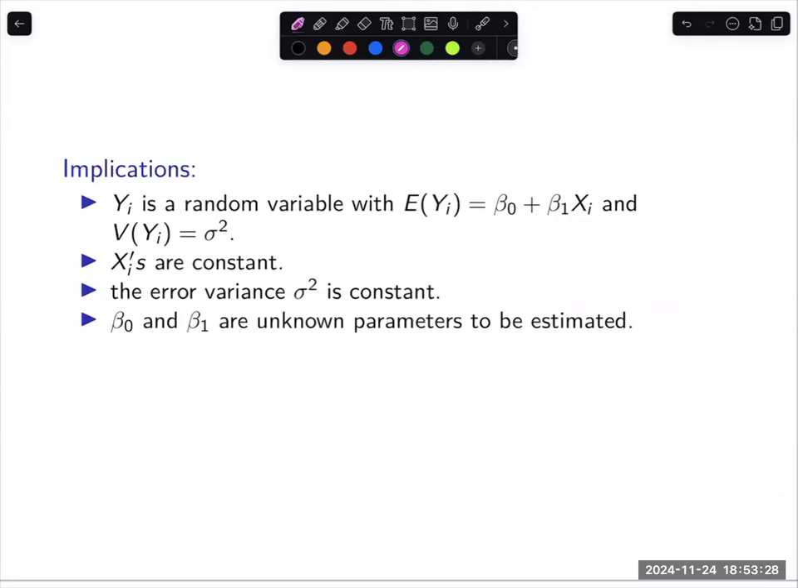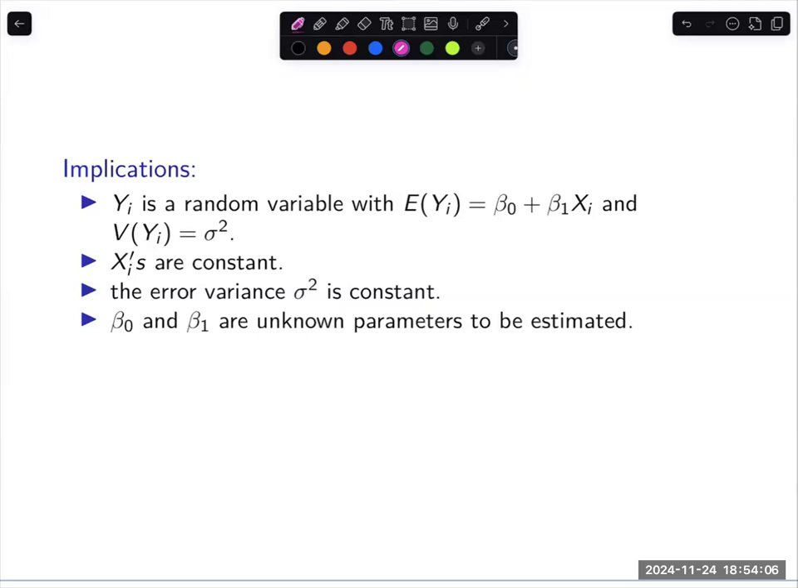As you can see here, using all the above assumptions and checking the expectation of the model, we are going to find that the expectation of epsilon i is equal to 0, and that gives us the expectation of yi equal to beta 0 plus beta 1 xi. And the variance of yi, since it totally depends on the randomness of epsilon i, is going to be the same as the variance of epsilon i, which is sigma square.